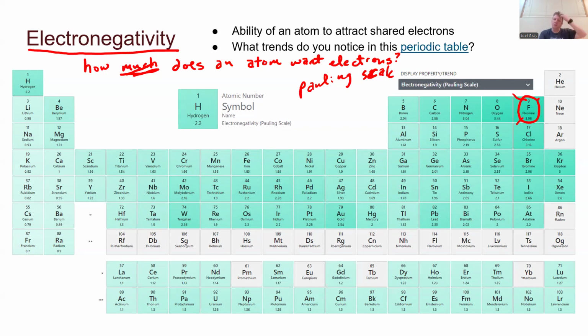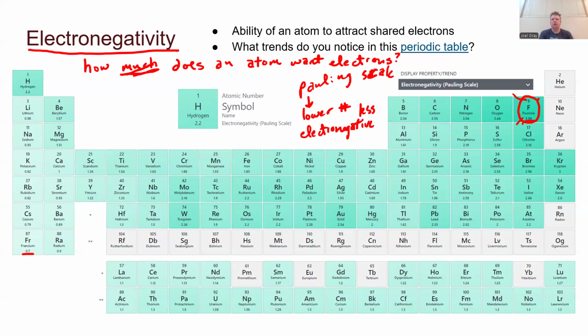So he came up with this Pauling scale of electronegativity, which ranges from approximately 0.7 to 3.98 or 4. The lower the number, the lower number means less electronegative. So if something is less electronegative, it wants electrons less.